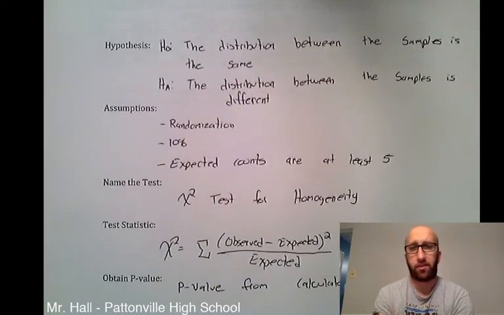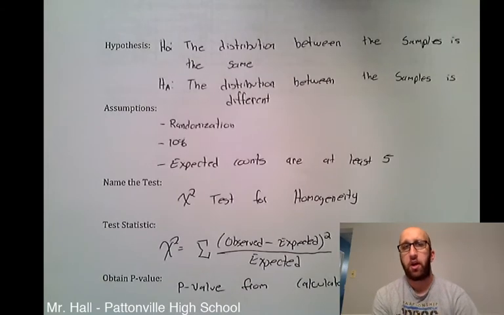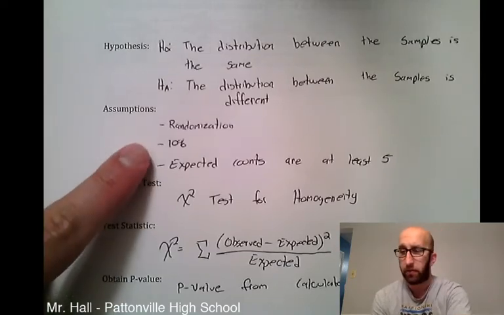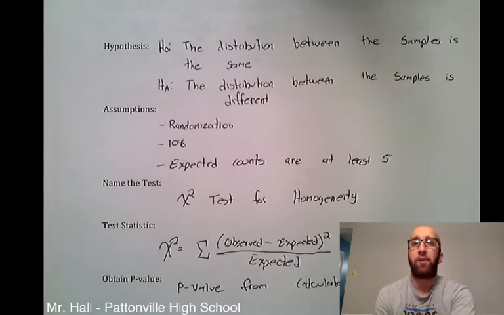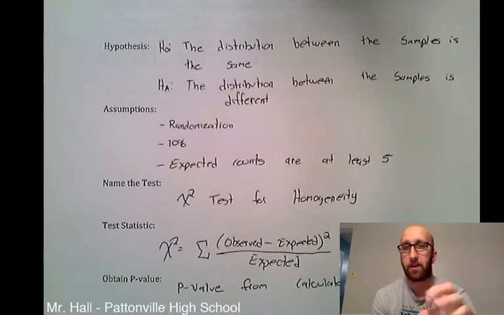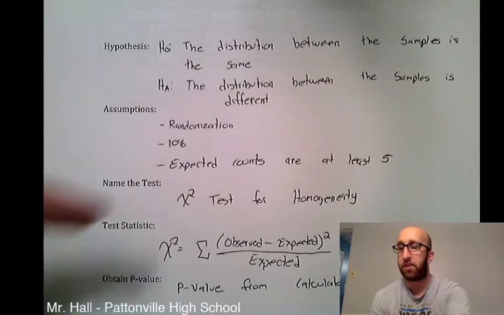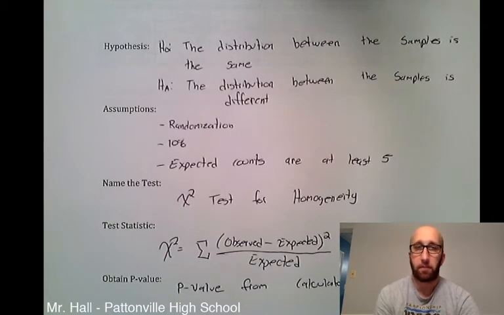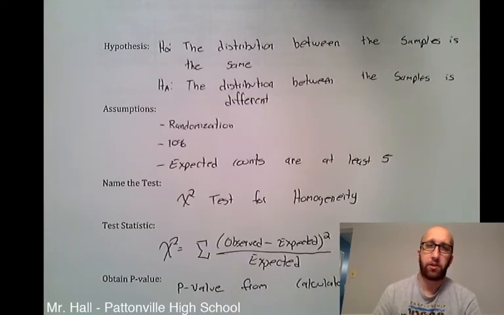For our assumptions, same first two, accomplishing the same task of independence. We're making sure our samples are independent of each other through randomization. We're also making sure we're not too large by making sure we're less than 10% of the population. Now, you need to check this for every single sample. So if you have a sample of people from Europe compared to a sample of people from America, each of those individual samples needs to be randomly selected, and each of those individual samples needs to be less than 10% of the population. The third assumption is we're going to do expected counts and make sure they're all at least 5.